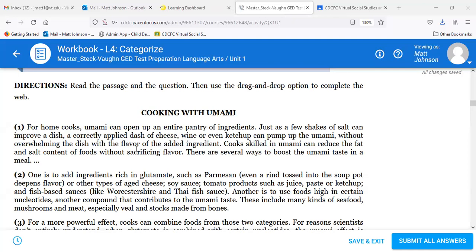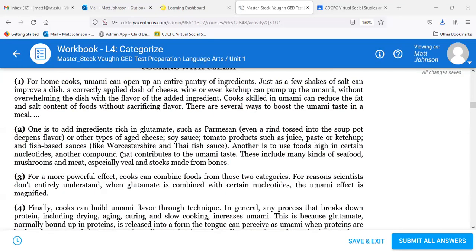Cooks skilled in umami can reduce the fat and salt content of foods without sacrificing flavor. There are several ways to boost the umami taste in a meal. One is to add ingredients rich in glutamate, such as Parmesan. Even a rind tossed into the soup pot deepens flavor, or other types of aged cheese, soy sauce, tomato products such as juice, paste or ketchup, and fish-based sauces like Worcestershire or Thai fish sauce. Another is to use foods high in certain nucleotides, another compound that contributes to the umami taste. These include many kinds of seafood, mushrooms, and meat, especially veal and stocks made from bones.